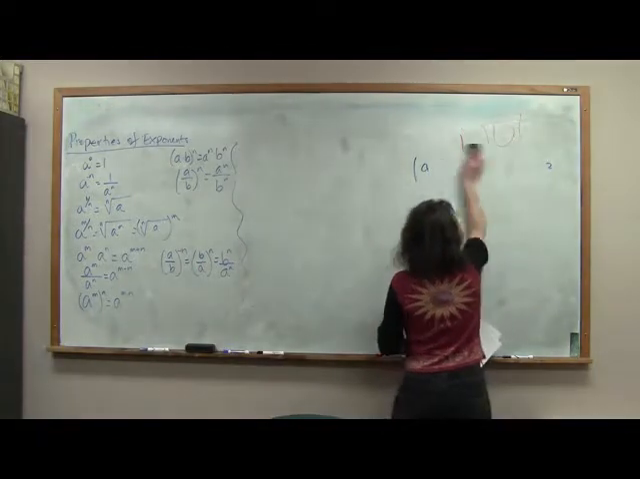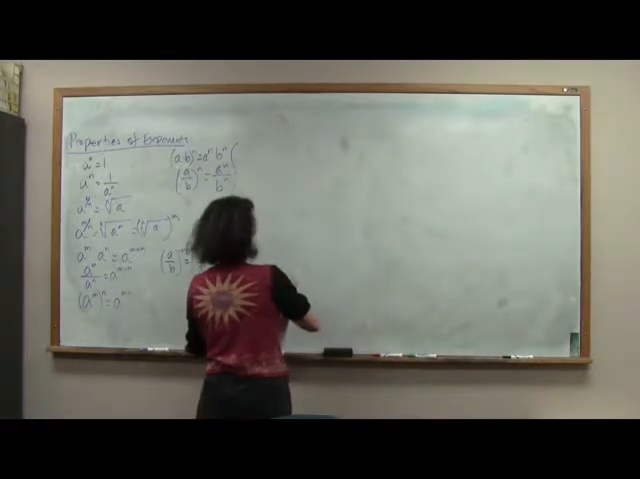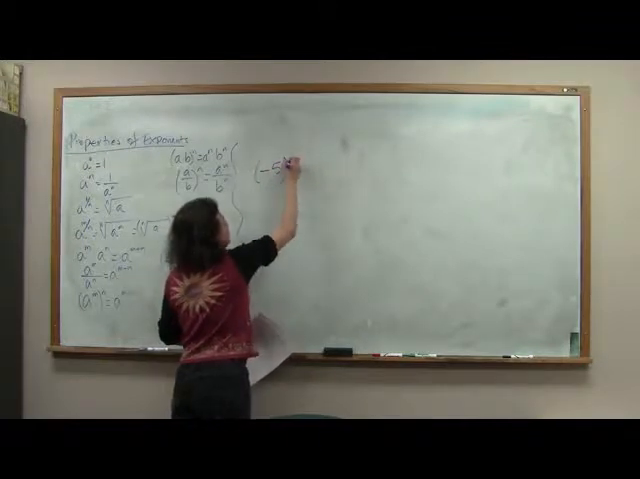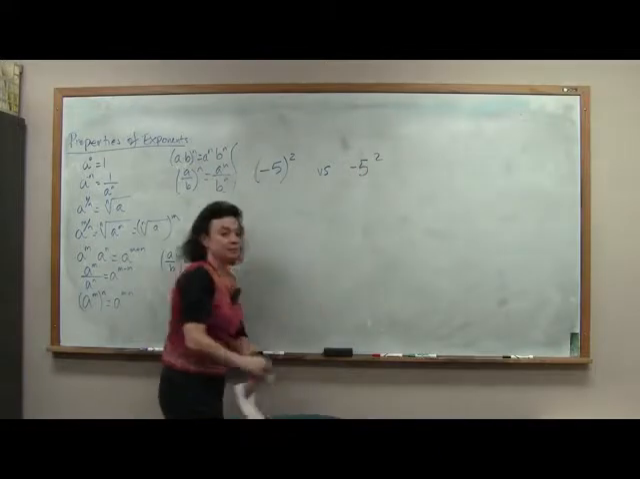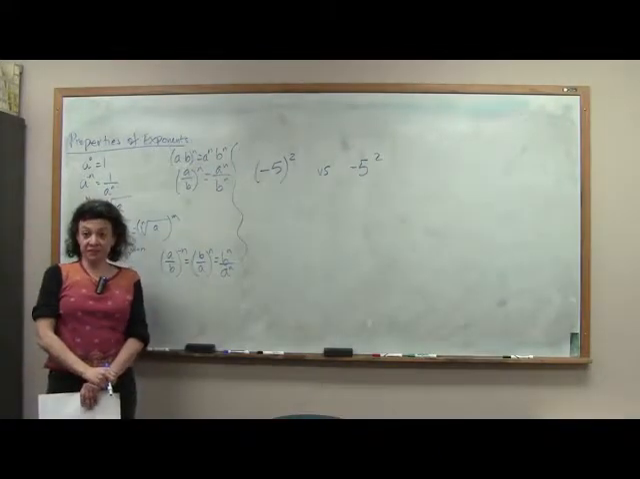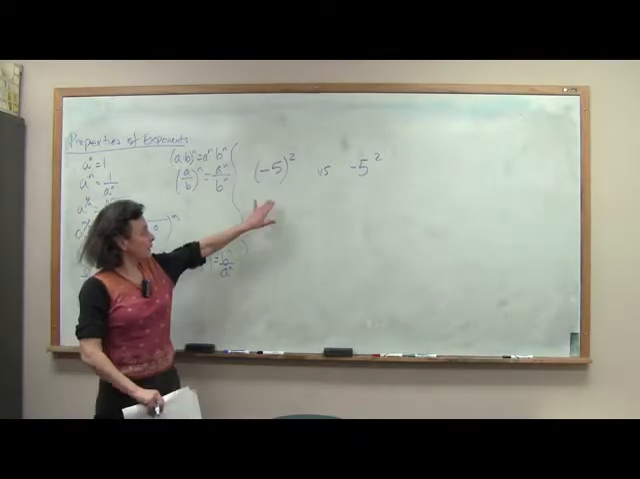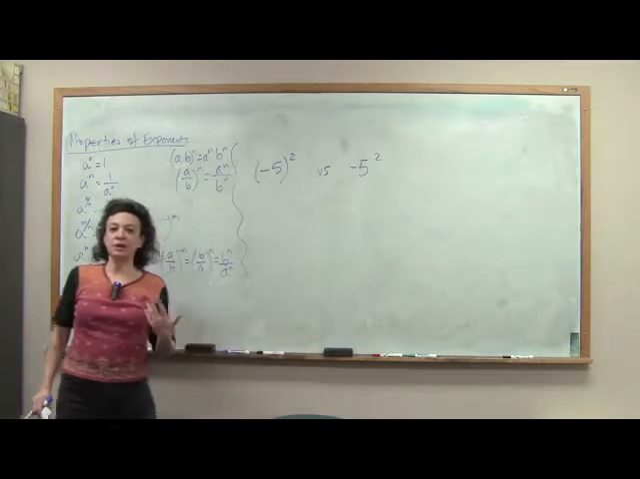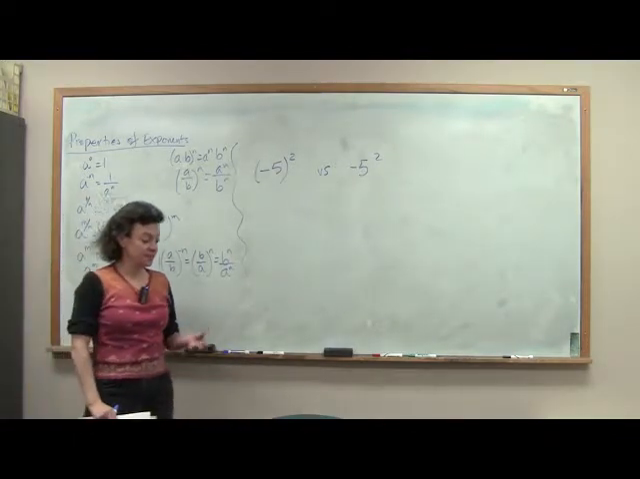And the first thing that I would like to do is contrast these two things. Negative 5 squared versus negative 5 squared. This looks very similar. The difference exists in the fact that the first one has parentheses and the second one does not. This is where it's really important for me to emphasize your order of operations.